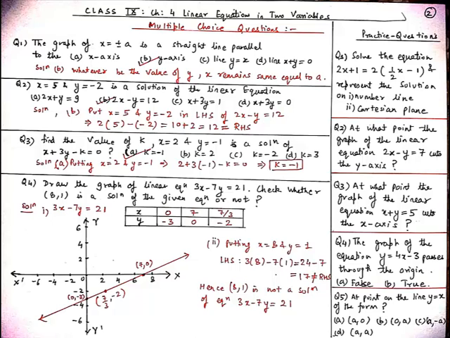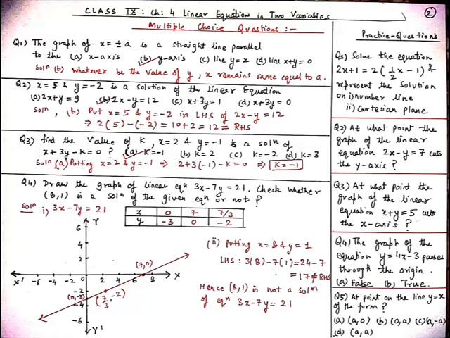Now our third question for today is: find the value of k if x equal to 2 and y equal to minus 1 is a solution of x plus 3y minus k equal to 0. Option A is k is equal to minus 1, B is k is equal to 2, C is k is equal to minus 2, and D option is k is equal to 3. So in this question, when we substitute the values x equal to 2 and y equal to minus 1 in the left hand side of our linear equation, we get 2 plus 3 into minus 1 minus k equal to 0. So from here we get the value of k which is equal to minus 1. So option number A is correct.